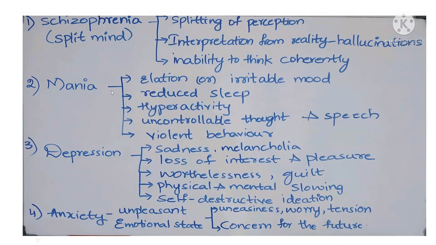Mania is an elated or irritable mood, very happy or irritable. It includes reduced sleep, hyperactivity, uncontrollable thoughts and speech, and violent behavior. Depression is sadness and melancholia, deep sadness, with loss of interest and pleasure, worthlessness, guilt feeling, physical and mental slowing, and self-destructive ideation, that is, suicide attempts. And anxiety is an unpleasant emotional state, meaning uneasiness, worry, tension, and concern for the future.